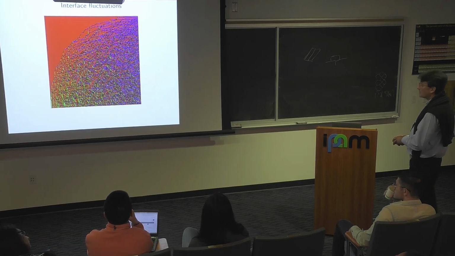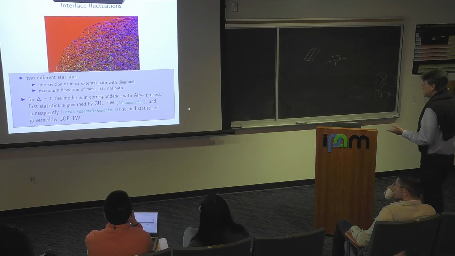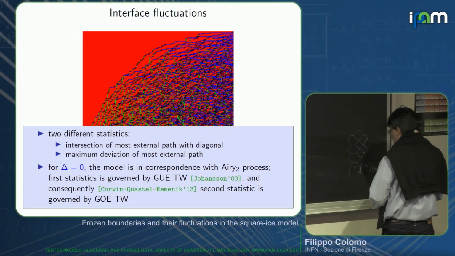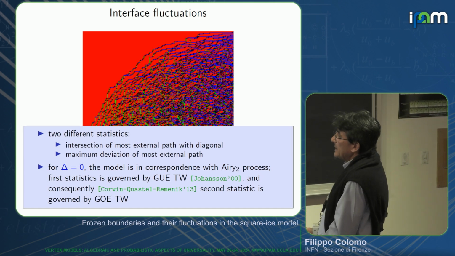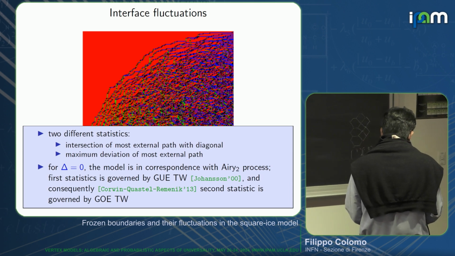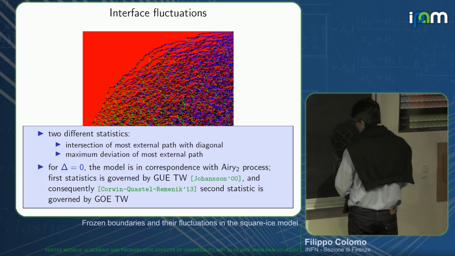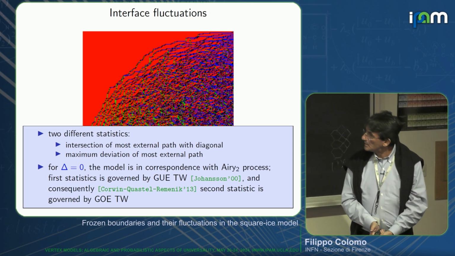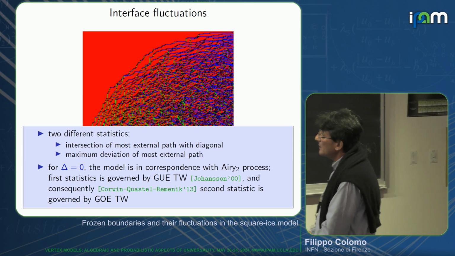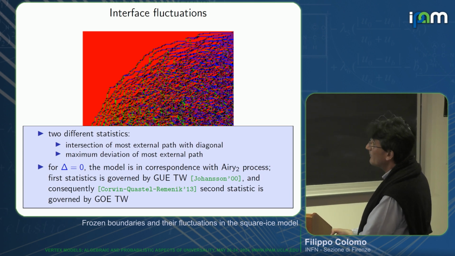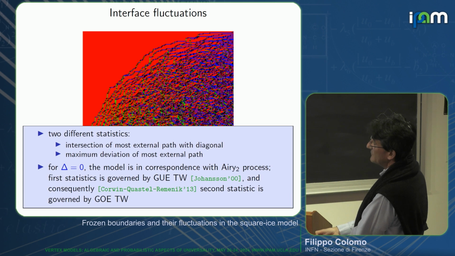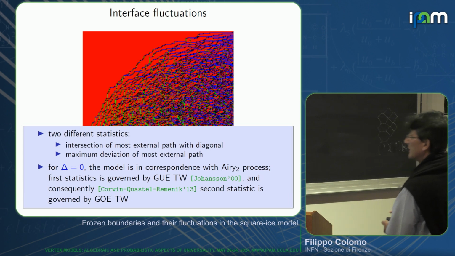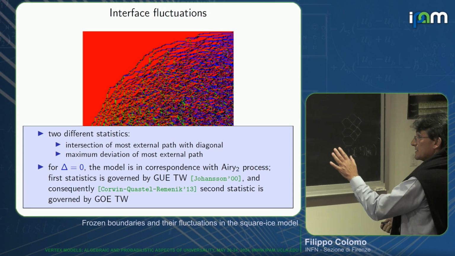These two different statistics are both interesting, and at least in the dimer models, they were both observed and studied and put in correspondence with the GUE and the GOE Tracy-Widom distributions, which arise naturally in random matrix theory. And indeed, it was even proven that if you have GUE for the first statistic, the one of the intersection with the diagonal, in the case of the Airy process, then for the second statistic you will necessarily have GOE. This was proven by Corwin, Ferrari, and Péché. This was for delta equals 0.